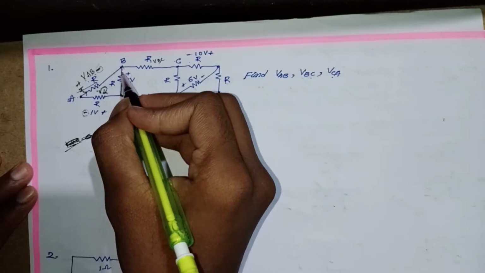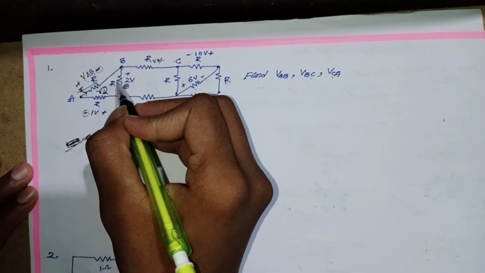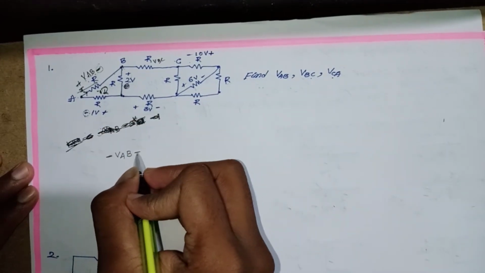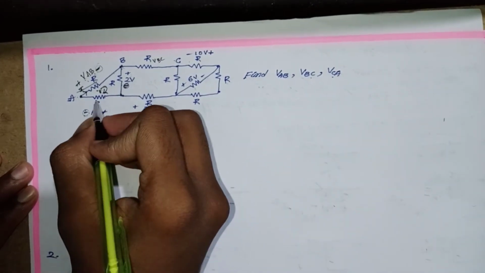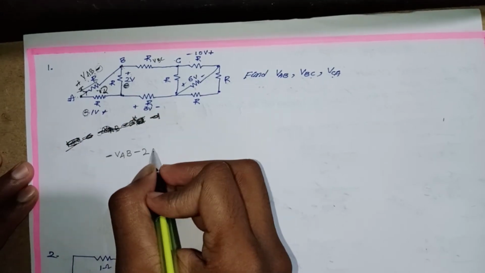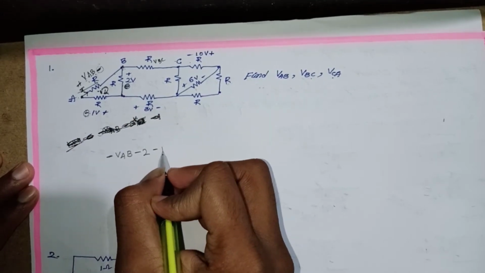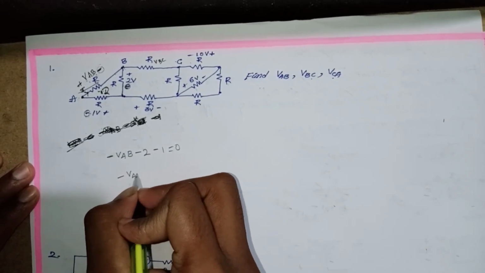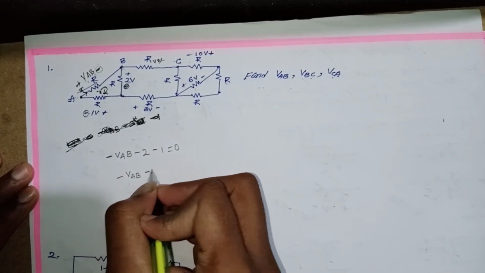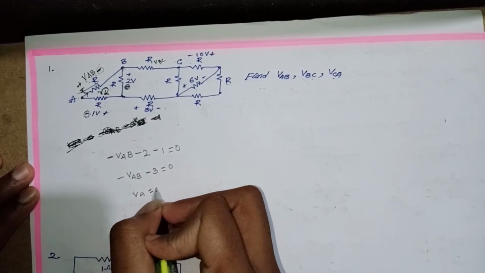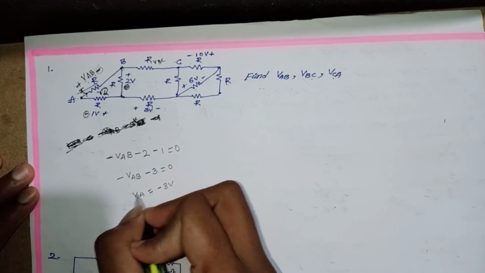Then move on to this side. This is plus to minus. The leaving side is negative, so minus 2 volt. Then move on to this side. The leaving sign is negative, so put negative sign with 1, equal to 0. Minus VAB minus 3 is equal to 0. VAB is equal to minus 3 volt.